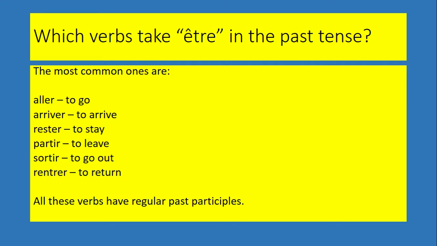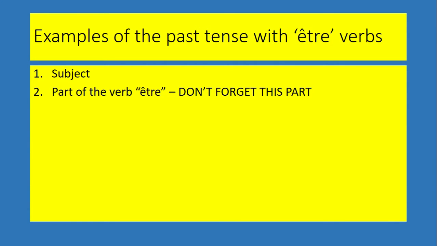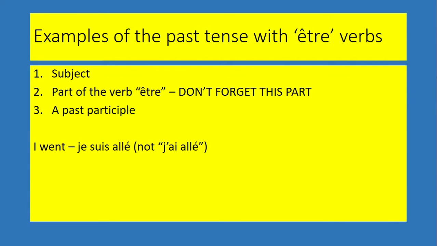So all the ones ending in ER become é accent, the IR ones become just i at the end. So partir becomes parti. So here are some examples of the past tense with être verbs. Remember, subject, part of the verb être, and a past participle. So I went. Following the regular rules, you would expect it to be j'ai allé. Remember the past participle é accent, but it's not j'ai allé, it is je suis allé. You arrived, you would expect it to be tu as arrivé, but it's not, it's tu es arrivé.